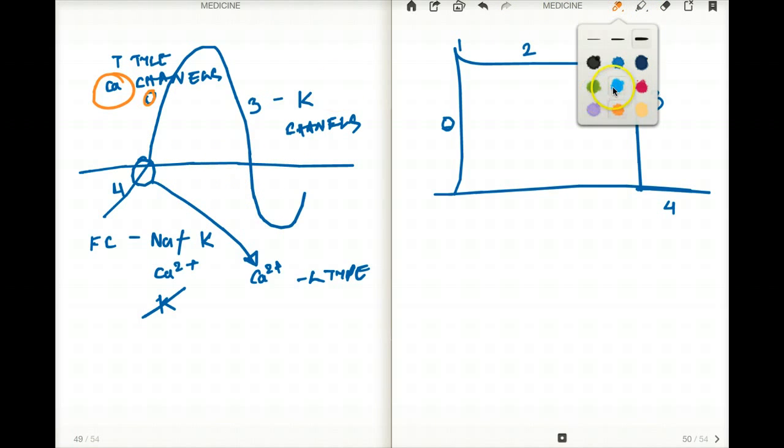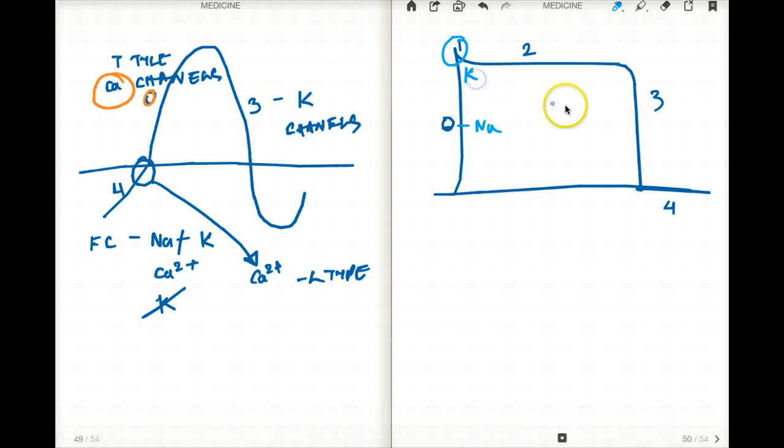Now let's talk about the ventricular cell really quickly. This phase, the 0 phase, is mostly sodium coming in. This is mostly potassium. This is mostly calcium opening. This is potassium, and that's potassium.